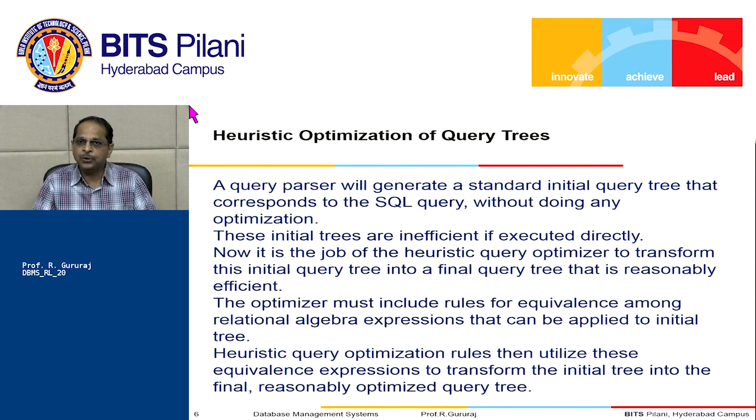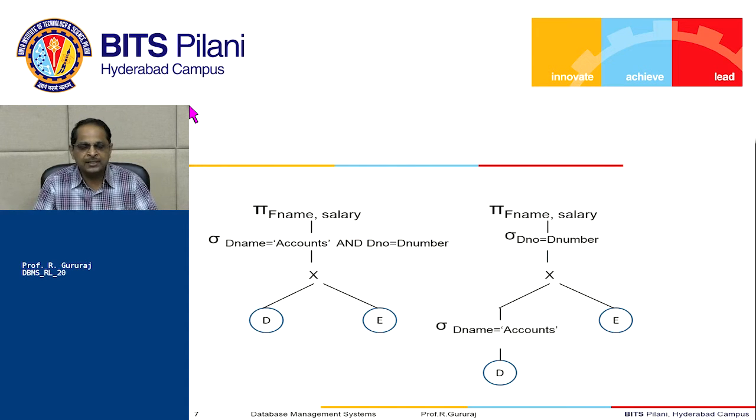Now, it is the job of the heuristic query optimizer to transform this initial query tree into a final query tree that is reasonably efficient. And of course, 100% optimization is not possible. These heuristic rules will help us in identifying a strategy where it is reasonably effective. The optimizer must include rules for equivalence among the relational algebra expressions that can be applied to the initial tree. Heuristic query optimization rules then utilize these equivalence expressions to transform the initial tree into the final reasonably optimized query tree. Let us have a look at this example.